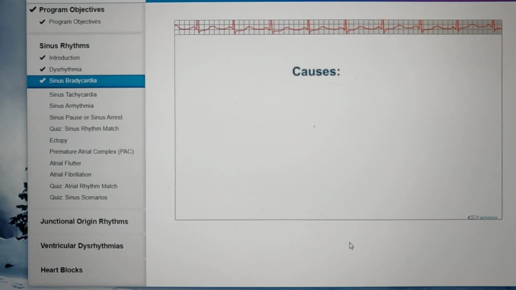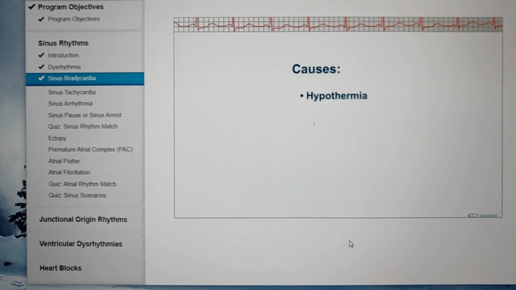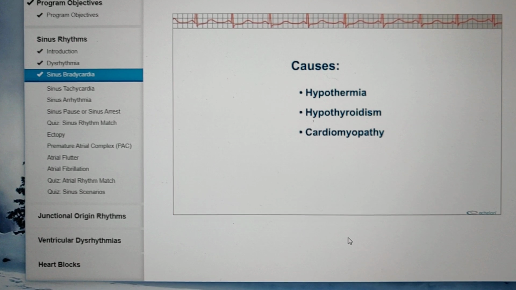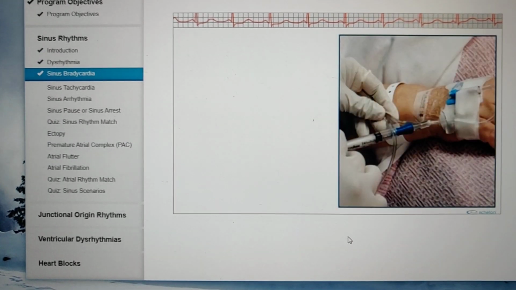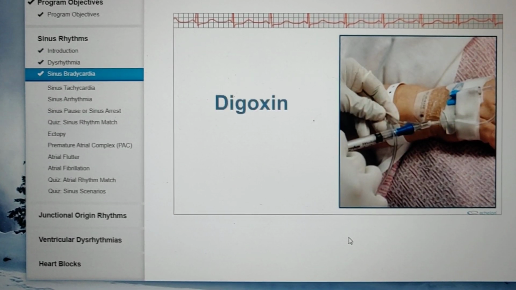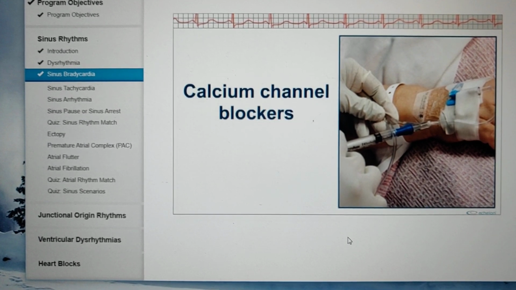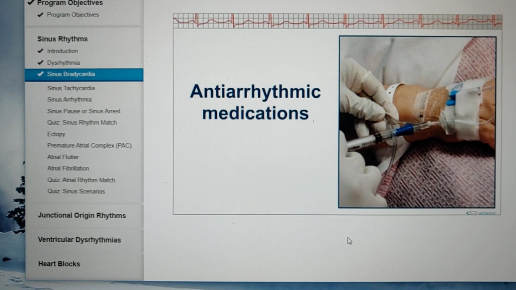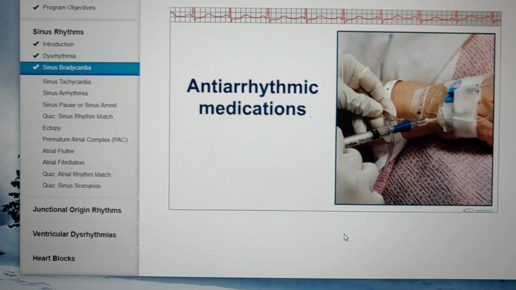Sinus bradycardia can be caused by changes in the body including hypothermia, hypothyroidism, cardiomyopathy, MI, and heart block. In addition, certain drugs such as digoxin, beta blockers, calcium channel blockers, and interestingly enough, even some antiarrhythmic medications can induce a slower heart rate.